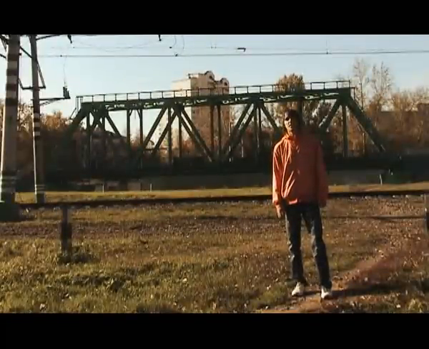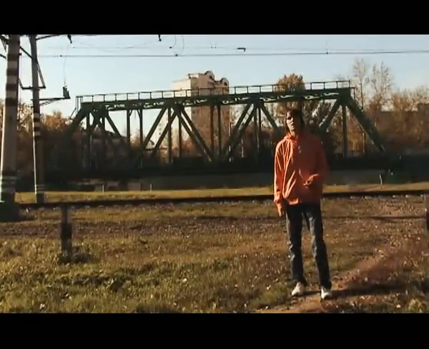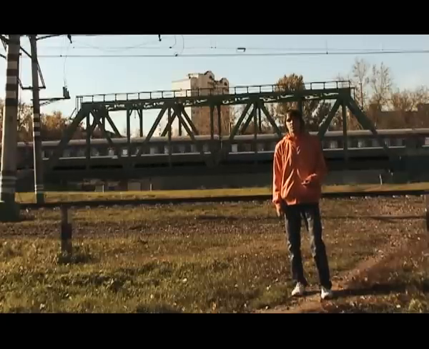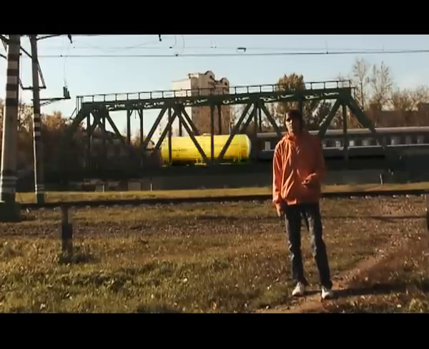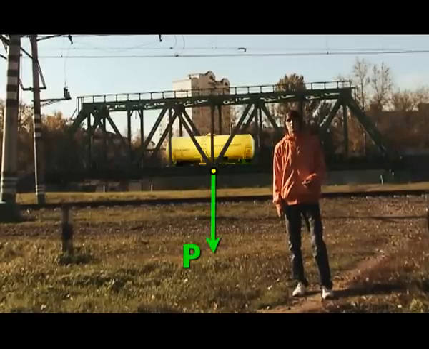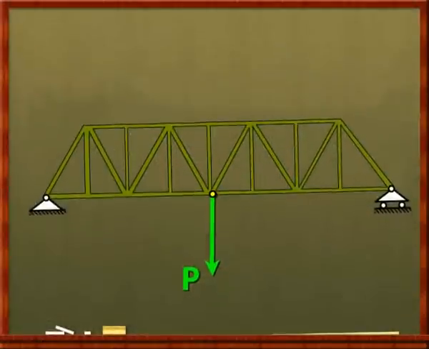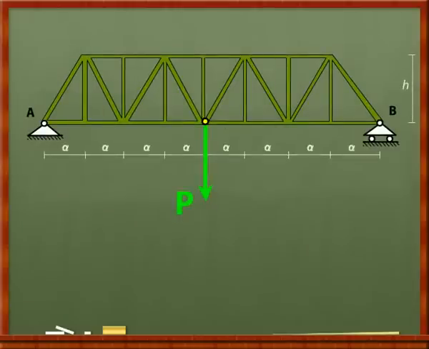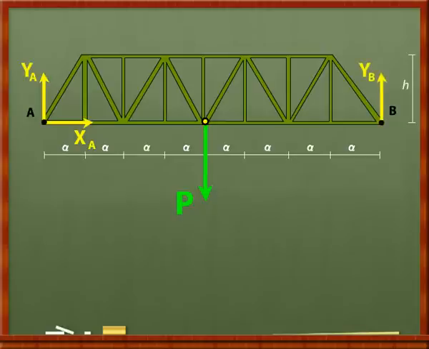Consider acting vertical load on the truss in the middle of span. Such load could appear from the passing train. We're taking away the constraints, supports, and we're replacing the action of constraints in accordance with axiom of constraints with reactions YA, XA, and YB. We're writing down the truss equilibrium equation.